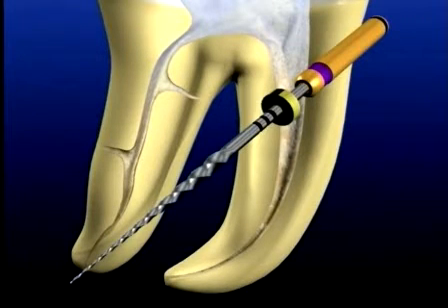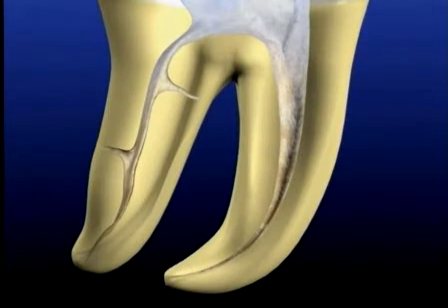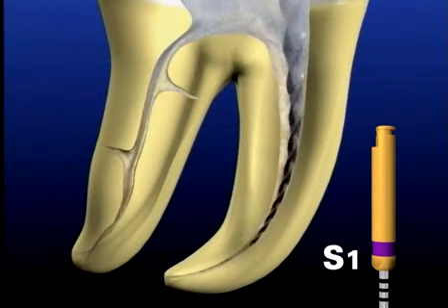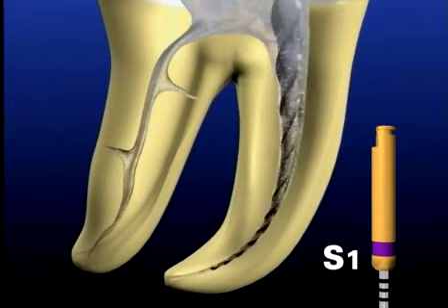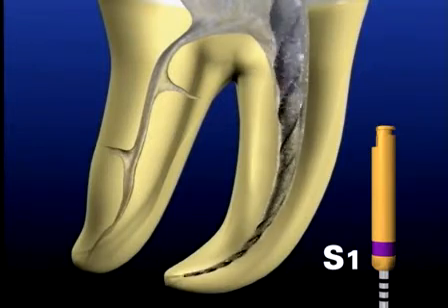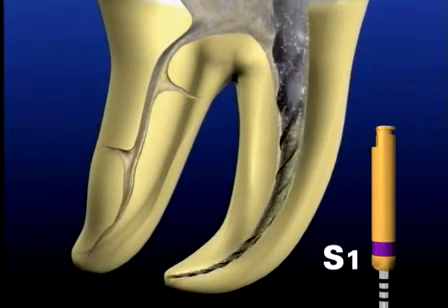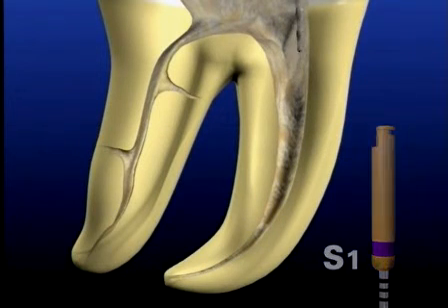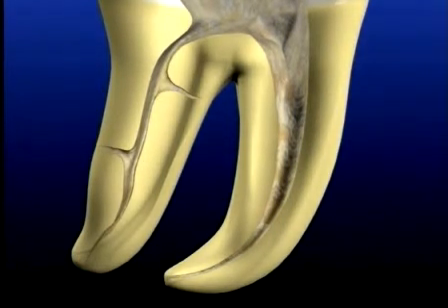Shaper number 1 is 17 at D0 and can easily follow this glide path. Allow it to float down through the root. If any resistance is encountered, remove the instrument, re-irrigate, recapitulate, and then re-irrigate. This will allow the instrument to achieve length. When you reach length, remove the instrument immediately because the shape has already been cut. There is no need to pump the instrument or rotate at length.